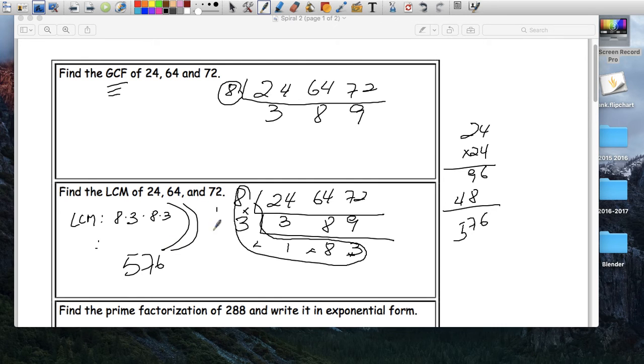So the first number that 24, 64, and 72 can all 3 of them go into is 576. Okay. And in this case, on top here, the GCF is 8, which means that the greatest number that can go into 24, 64, and 72 is 8. Okay.